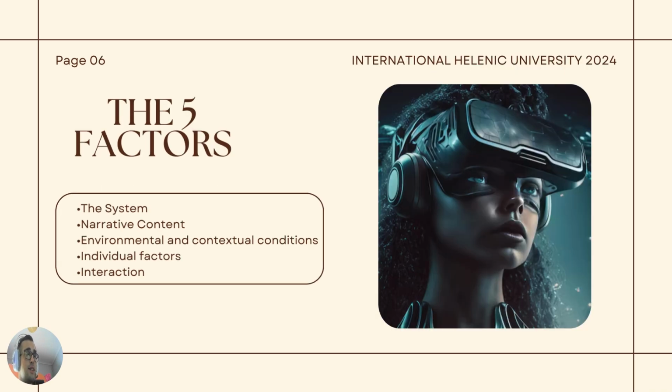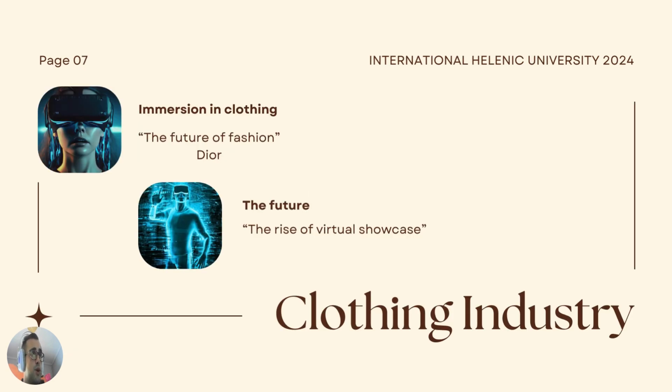Moving on, let's see the 5 factors of immersion that we can analyze. First of all, it's the system. Secondly, we can see it's the narrative content. Furthermore, we can see that it's the environmental and contextual conditions and individual factors. And last but not least is the interaction. And we can move on with the clothing industry.